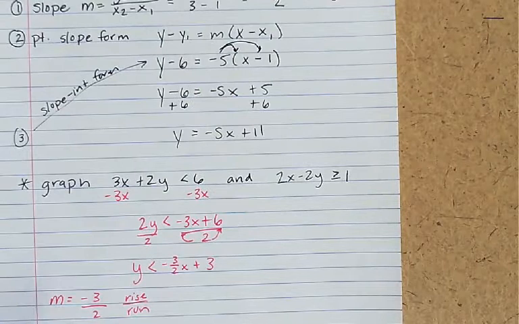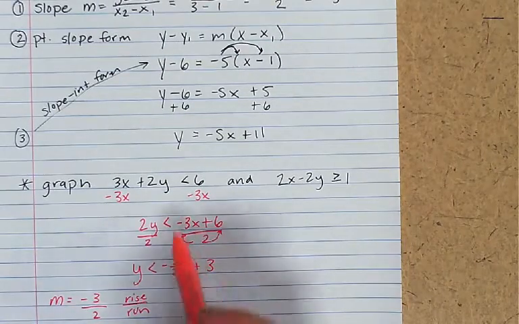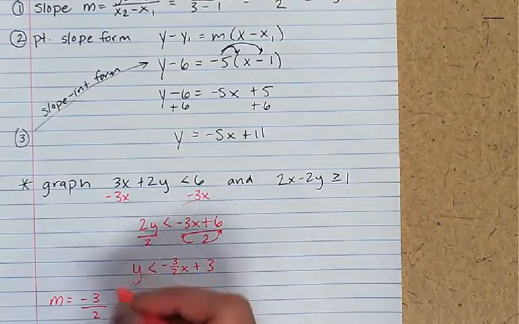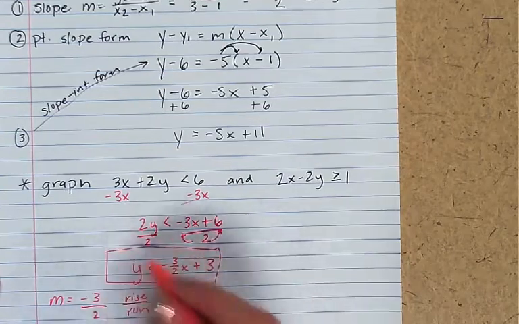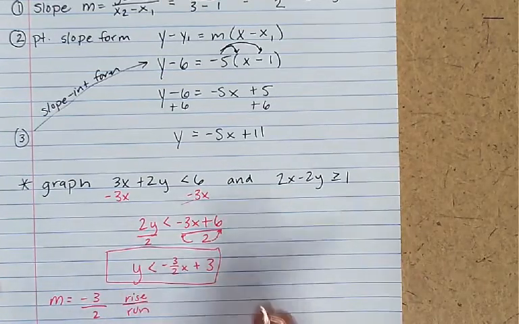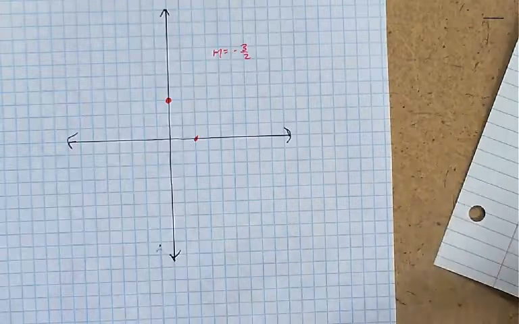Is this line solid or dashed? There is no equal to bar on it. I guess we're looking right here, huh? There's no equal to bar on there, so it is dashed. It's just y is less than.